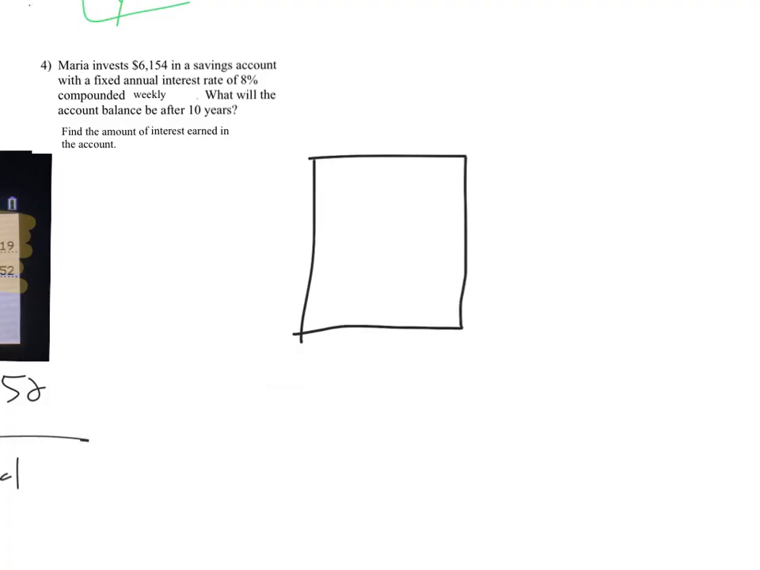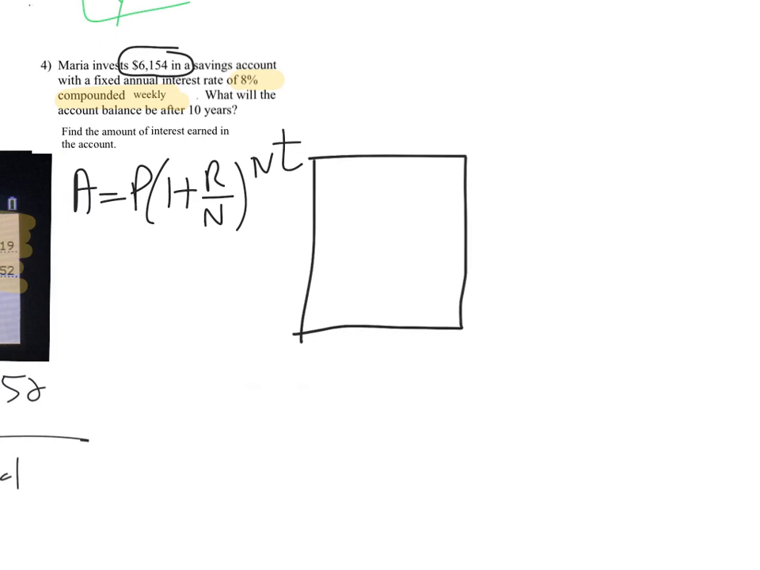Maria invests $6,154 in a savings account with a fixed annual interest rate of 8% compounded weekly. What will the balance of the account be after 10 years, and find the amount of the interest earned in the account? So A equals P(1 + r/n)^(nt).